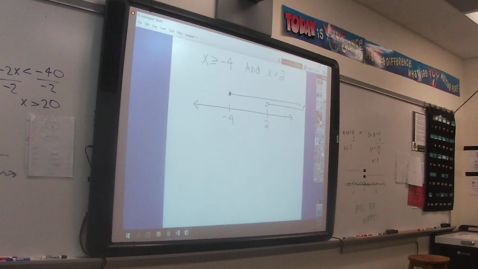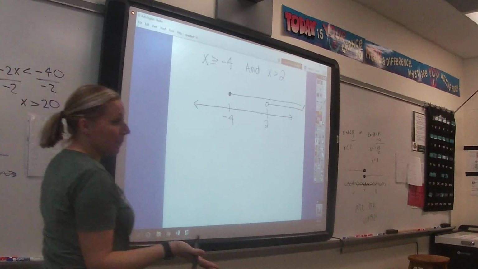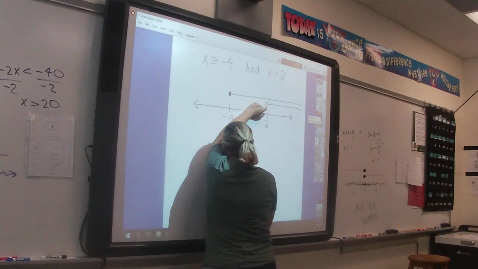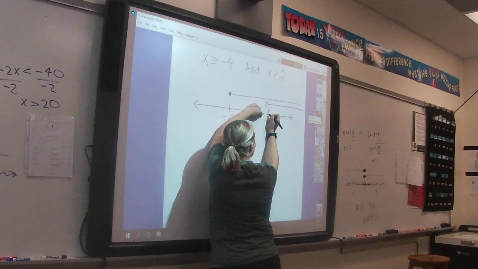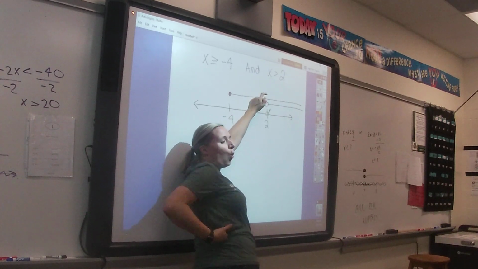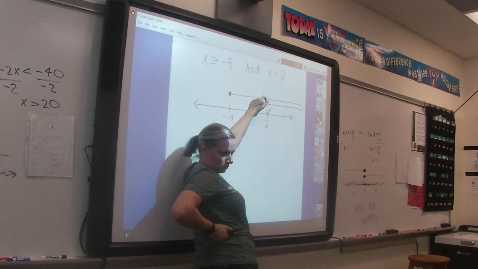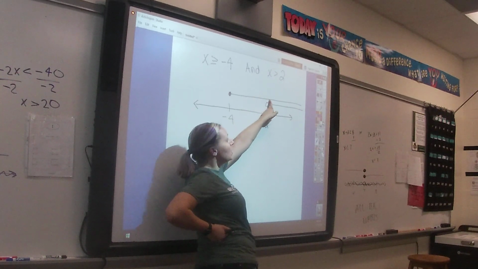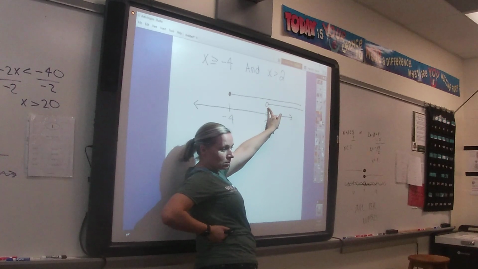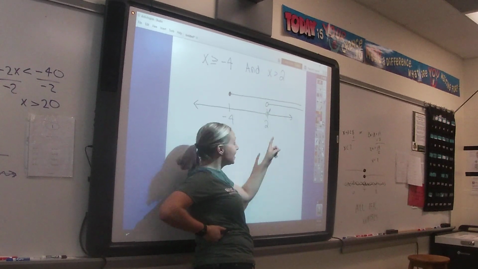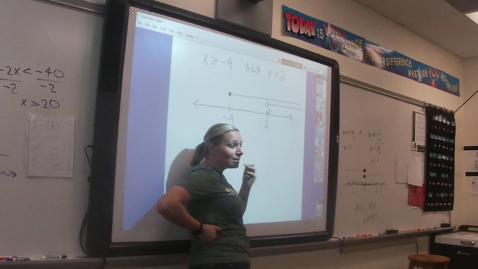So wouldn't it just have to be anything that's greater than 2? Right, so where do we see both of them? 2.5. Am I bringing down an open circle or a filled in circle? Open, because it's not only 2, it's anything greater than 2. Do these both include 2? No. If they both don't include 2, it's not a possible answer. And means both.